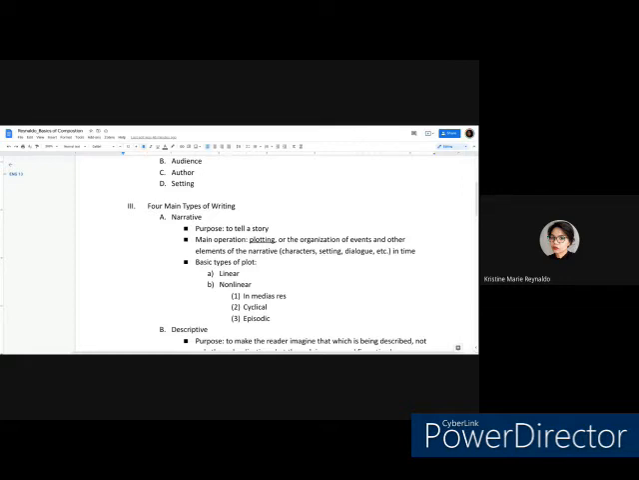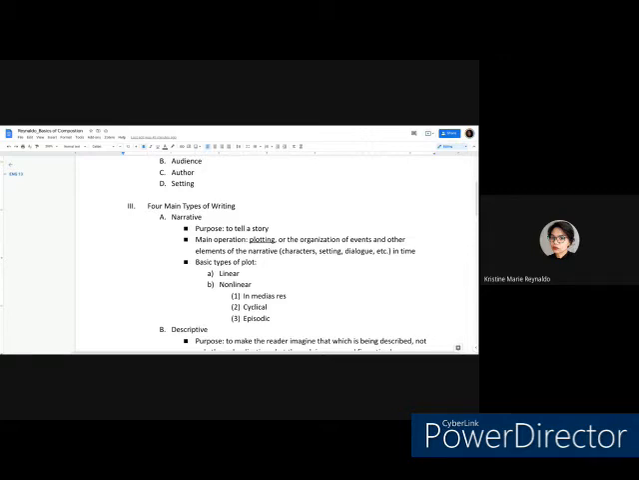There are two basic types of plot. One is linear and one is non-linear. So linear writing is chronological writing. So beginning, middle, end. Start, middle, finish. So linear plotting organizes events in a chronological order from start to finish, from beginning to end.